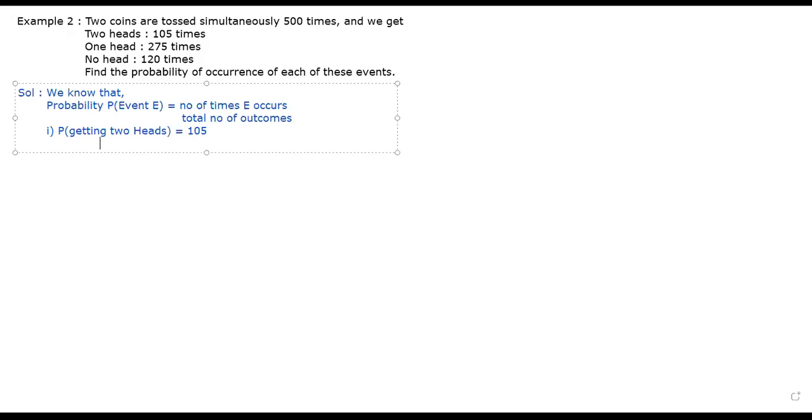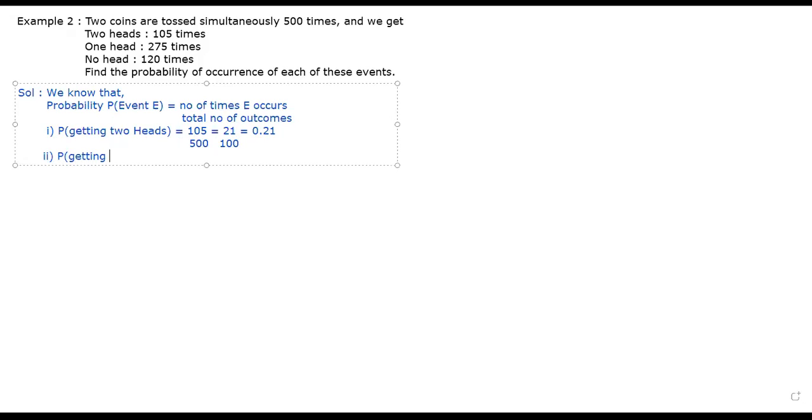105 upon 500. If you want, you can reduce it. 5 21s are 105, 5 100s are 500. At the most, you can reduce it to 21 upon 100. If you still want further, 0.21. Even if you don't do these things, it is okay. But if you do it, still it is okay.